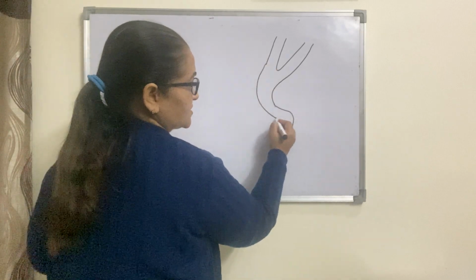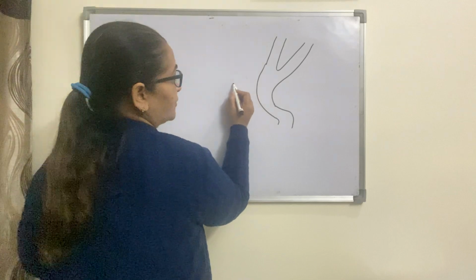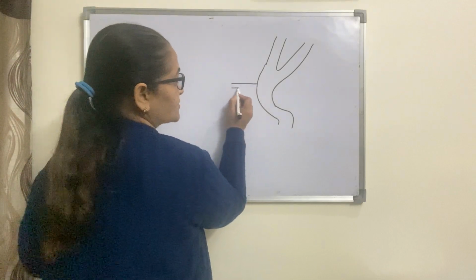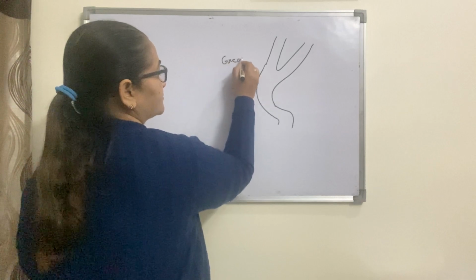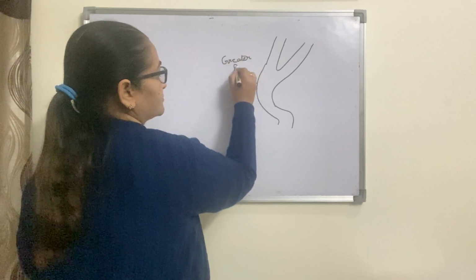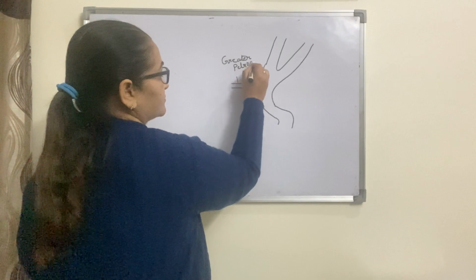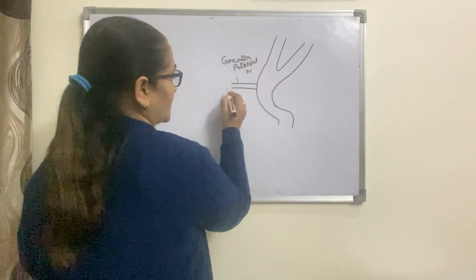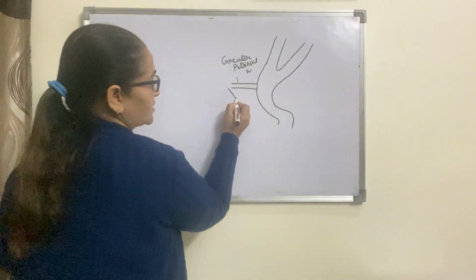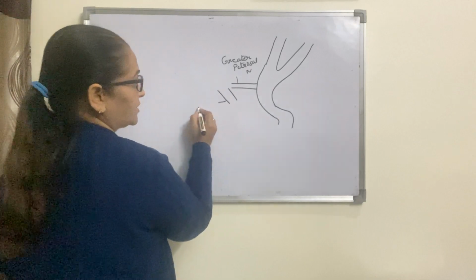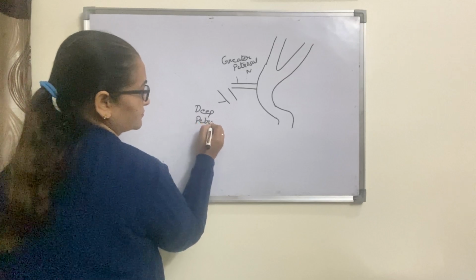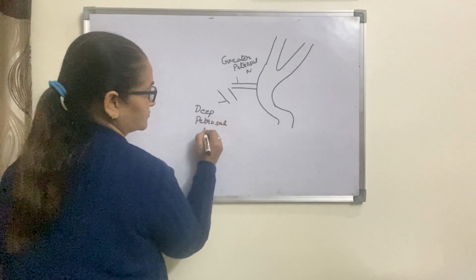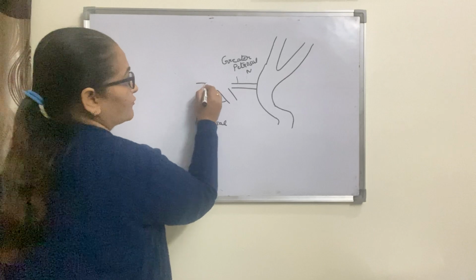So this is like this. Now from the geniculate ganglion, I told you the first branch arising is the greater petrosal nerve. Now this greater petrosal nerve joined the deep petrosal nerve to form the nerve of pterygoid canal.